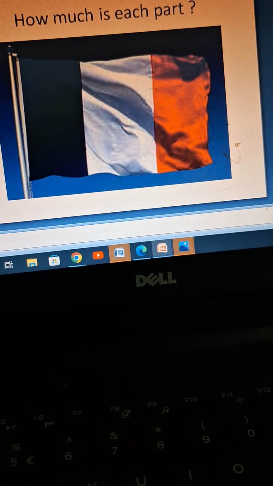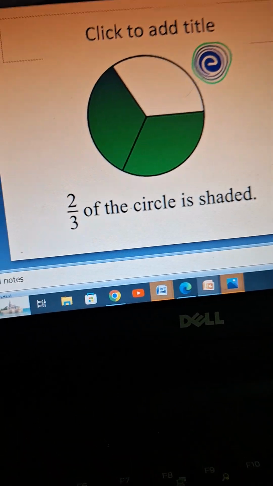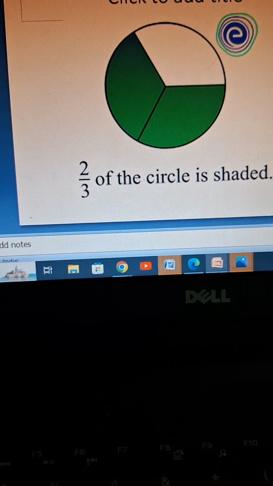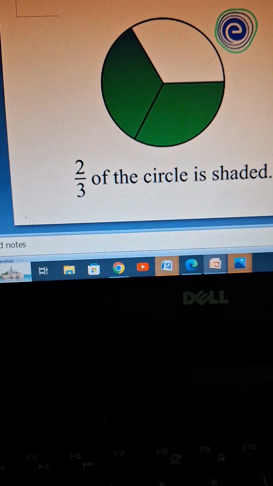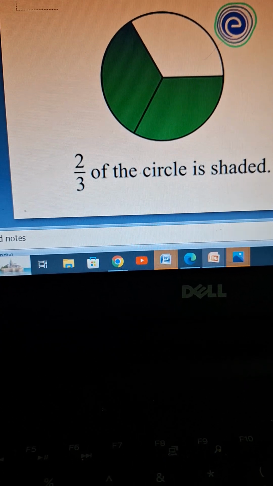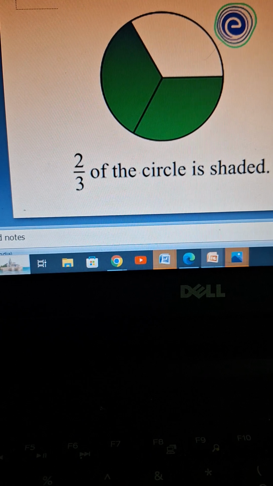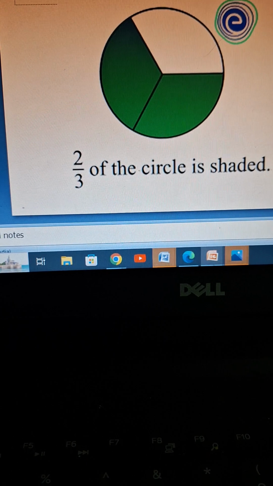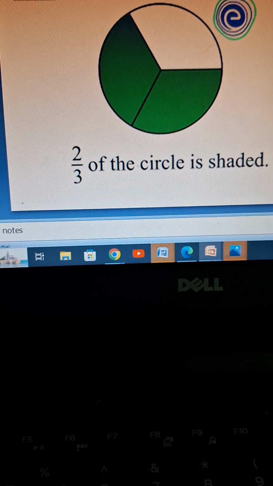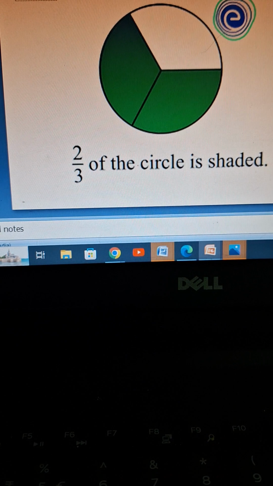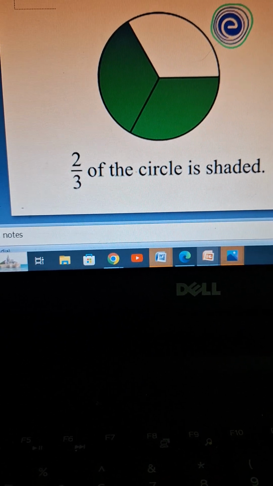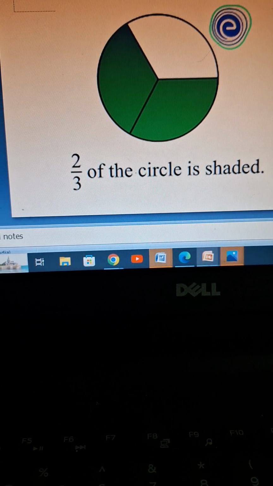Then let us come to the next slide. Here we can see that these figures are taken from Google. We can see a circle equally divided into 3 equal parts. Out of 3 equal parts, 2 parts are shaded green. How can we write this as numerator by denominator? The numerator says how many parts are selected or colored. So 2 parts is the numerator, and into how many parts is it divided? Into 3 parts. The denominator tells into how many parts the whole thing or the whole collection is divided.